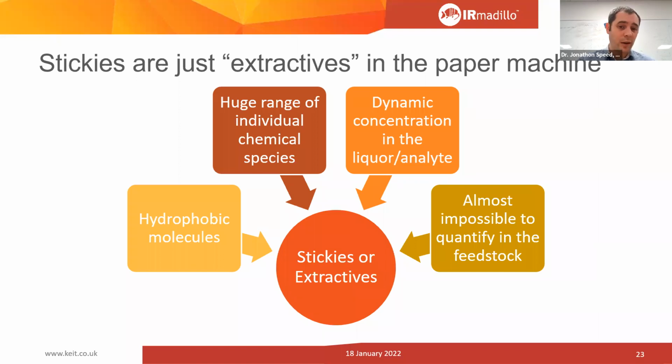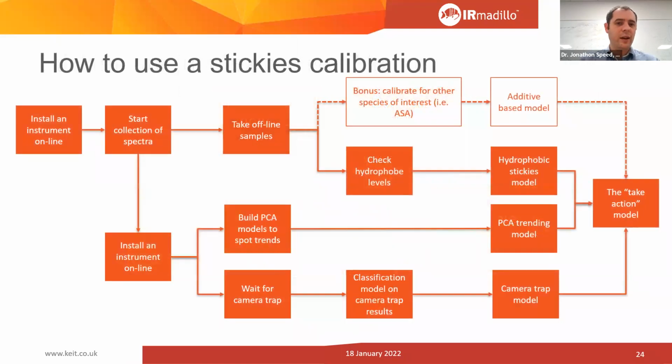So on the left, we've got hydrophobic. It's a huge range of individual chemical species. It's not just one. They're dynamic. The concentrations are changing and the relative concentrations within them are changing. And it is almost impossible to quantify in the feedstock, because if it was easy, you'd have already worked out how to do it. So they are, to all intents and purposes, certainly for the purpose of this, the same thing. So that means we can build a calibration for it.